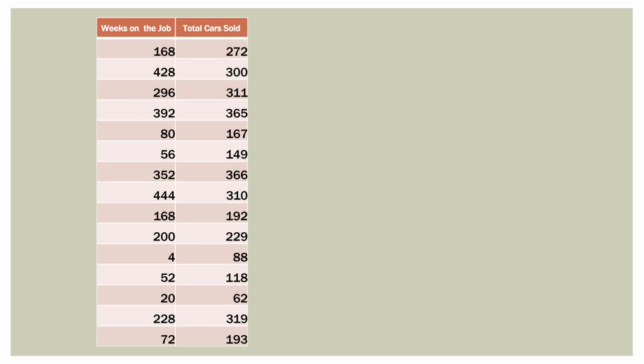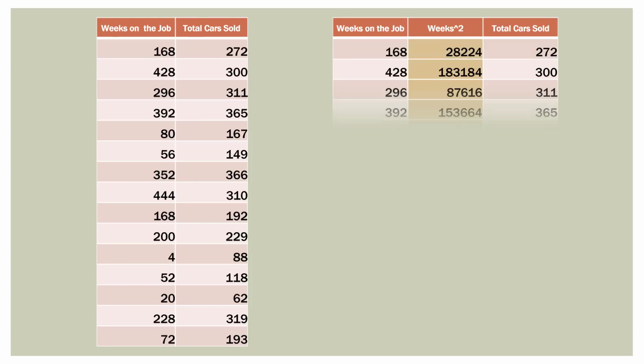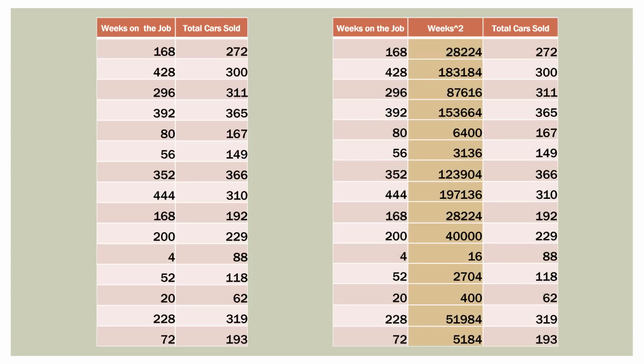So here's our original data: weeks on the job and cars sold. Now we're going to add a squared version of weeks on the job, and this is what it looks like. Here we have a quadratic. We've taken the first variable and squared it. Now we have two columns of data, and one is a derivative of the first. So this is our new data we're working with.